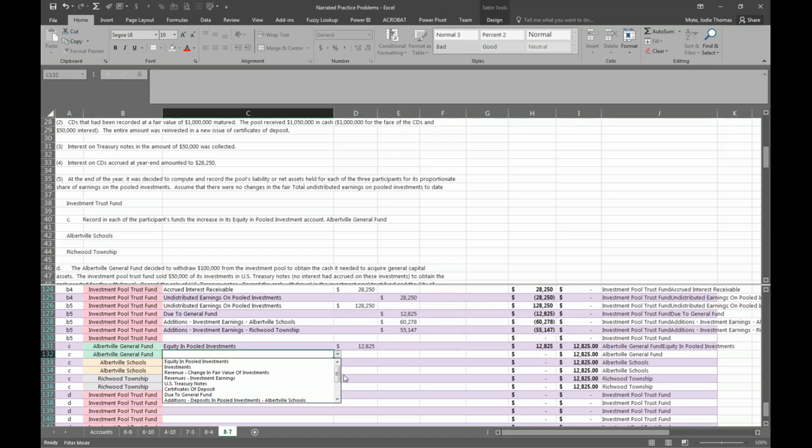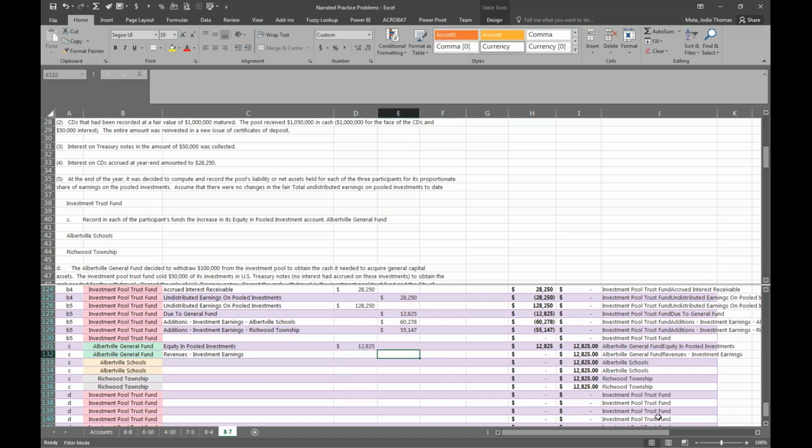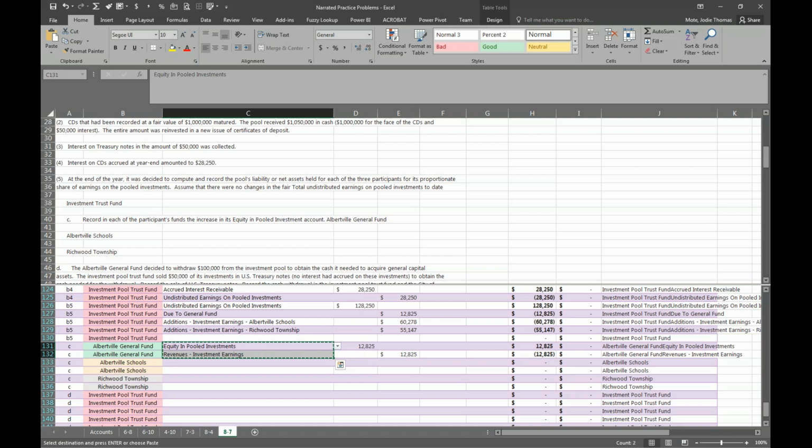just like the earlier one. Not like the earlier one. The earlier one was change in fair value. This one is revenue, investment earnings. Okay, and it's going to look exactly like this for the other two.